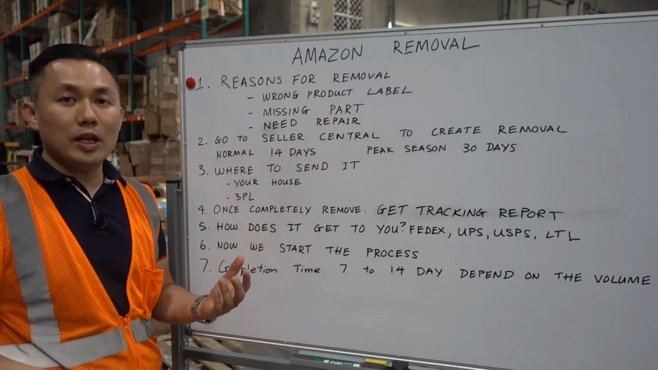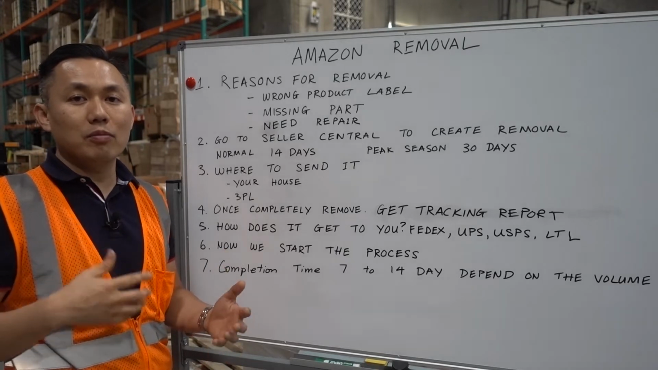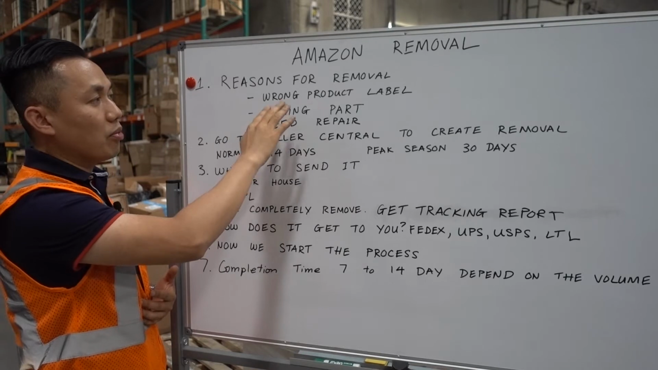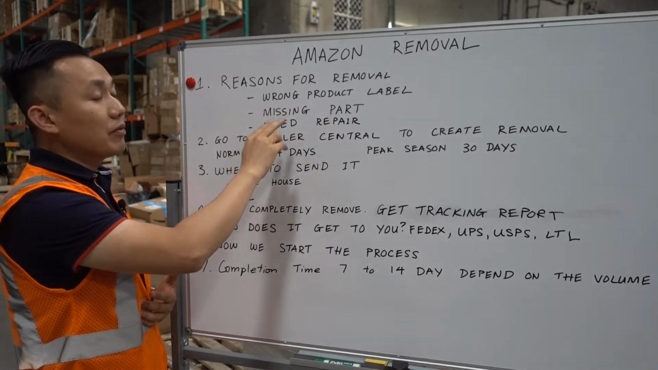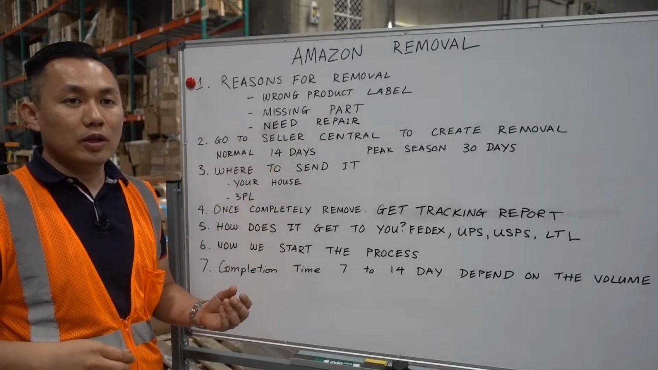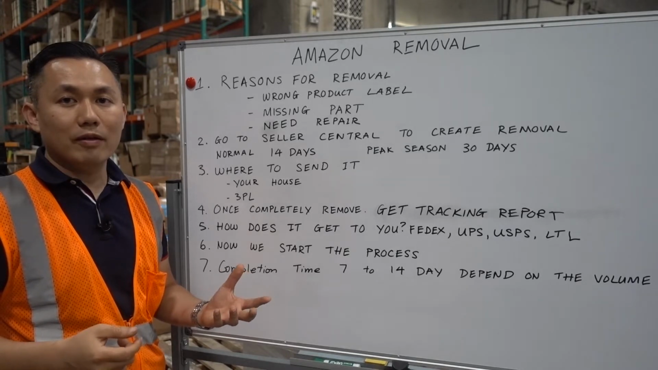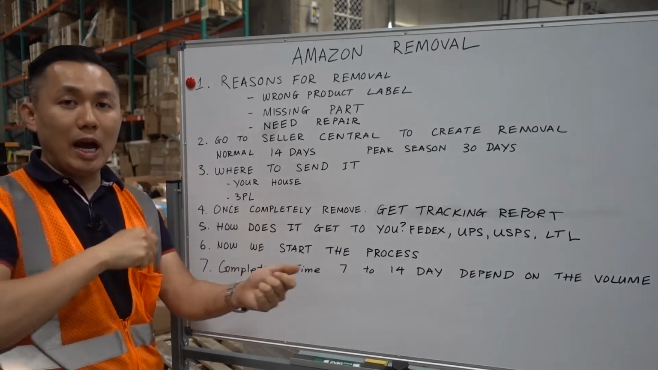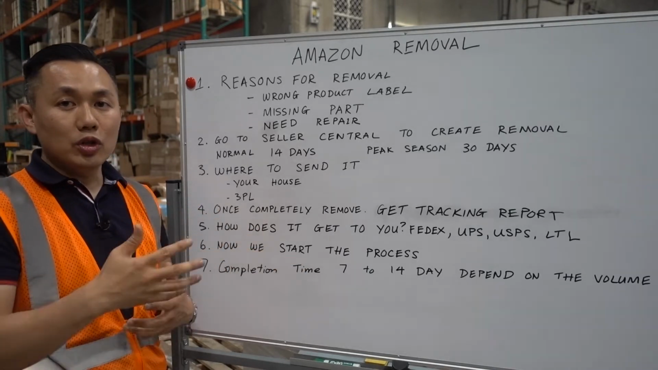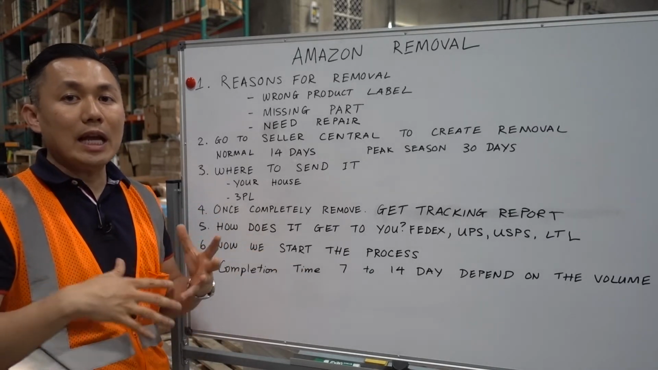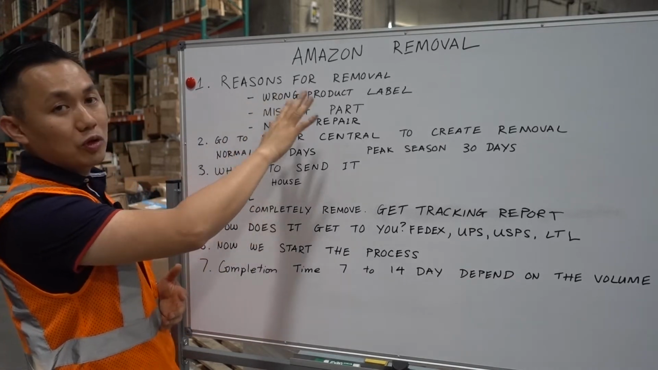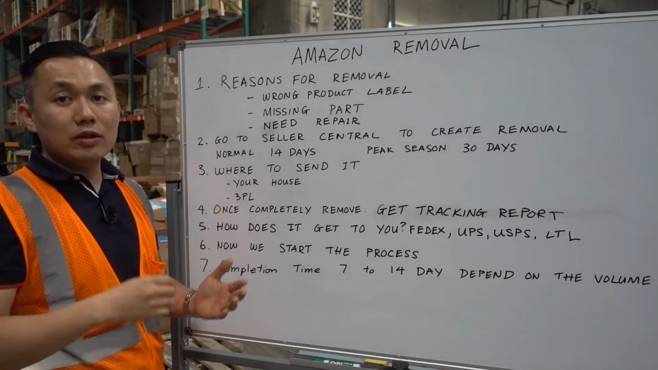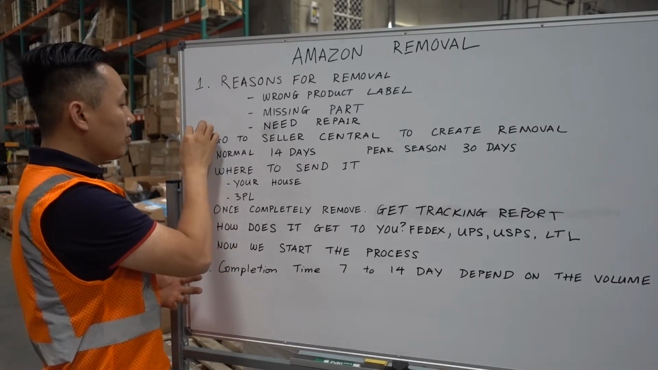Or let's just say you sell shoes and your factory forgot to put in shoelaces, or put in the wrong type of shoelace, then you will also create a product removal. Or it may need repair. Maybe the shoes need some kind of pad, or the pad that comes with it is wrong and you need to switch out the pad. I'm just giving an example with shoes, but it could happen to pretty much any type of product. So these are the reasons to create a removal order. And after you figure out your reason, we go to number two.